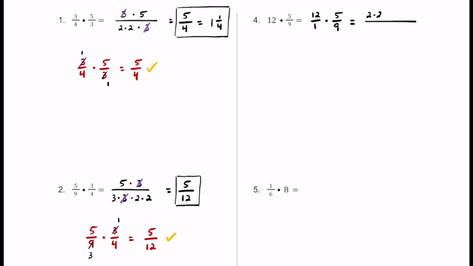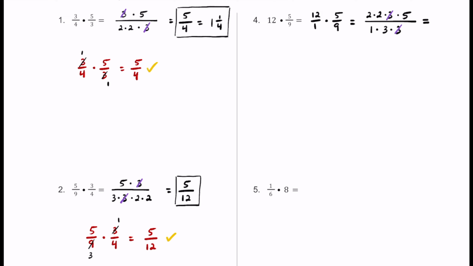12's prime factorization is 2 times 2 times 3. 5's prime factorization is just 5. On the bottom, we have a 1, which we don't really need to write, but I'll write it anyway. And then 9 breaks into 3 times 3. Now, looking for some common primes, it looks like they both have a 3, and I think that's it. And then on top, we're left with a 2 and a 2 and a 5.